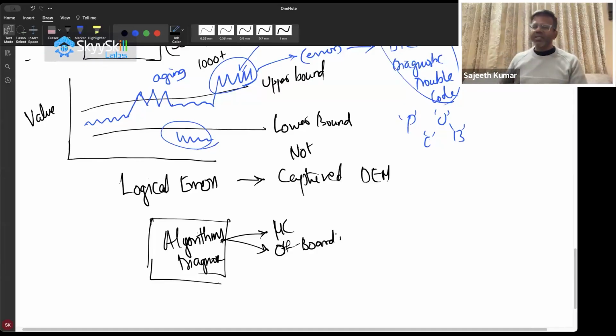So that is the first part, which is how does DEM work? How do diagnostic messages pop up? How do you basically know an error has come up or not? That is the first part of it. Now let's go to the second part.